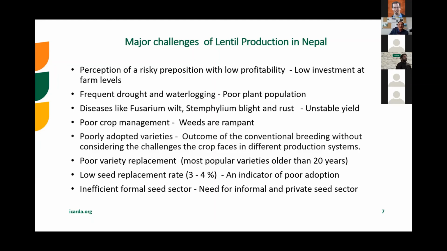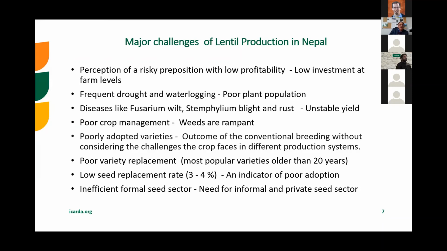When I visit their farms and interact, the fields are full of weeds. So how can we make their field free from the weeds? Nowadays we have come out with varieties which have herbicide tolerance, and then they can go for post-emergent herbicide application to control them. Then another one is the poorly adapted variety.